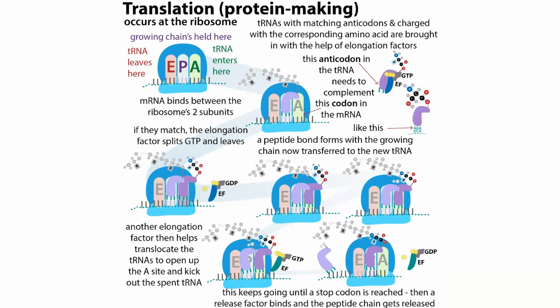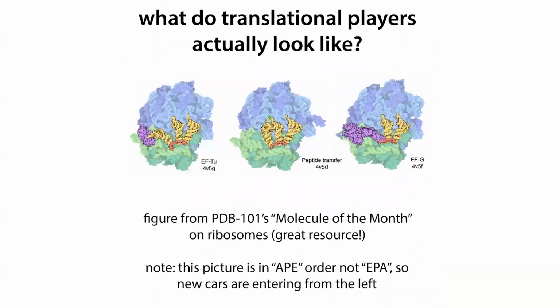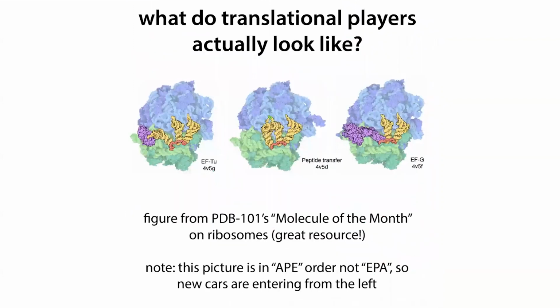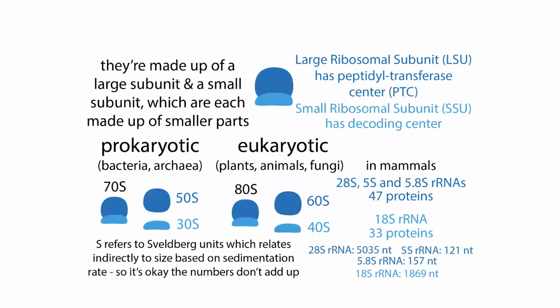So in a little more detail, let's look at how this is actually happening in the ribosome. And so first, let's look at ribosomes themselves. So here's an example of ribosomes. This is actually going to be drawn in backwards from how I'm showing this. So this is showing the ribosome has these three sites, the E, the P, and the A that we'll get into. And this is showing it in the APE order. But ribosomes are made up of a large subunit and a small subunit.